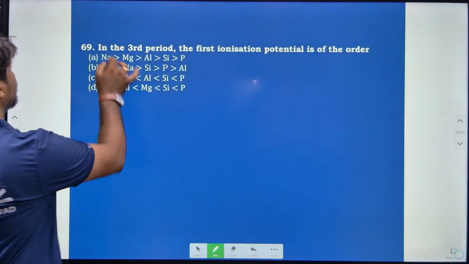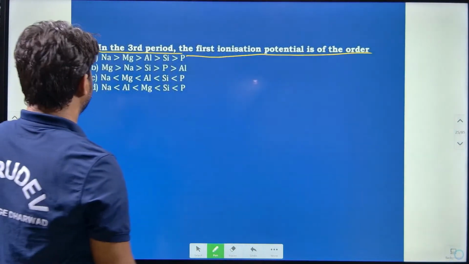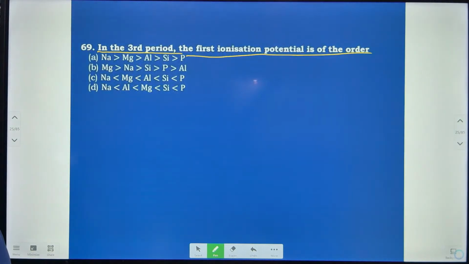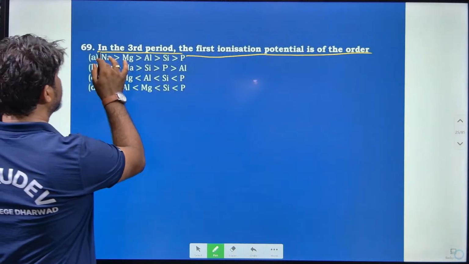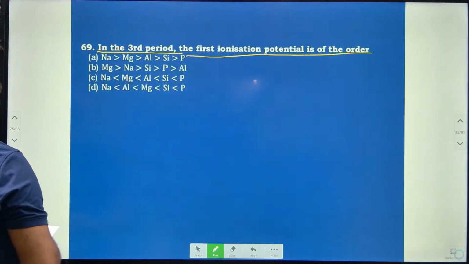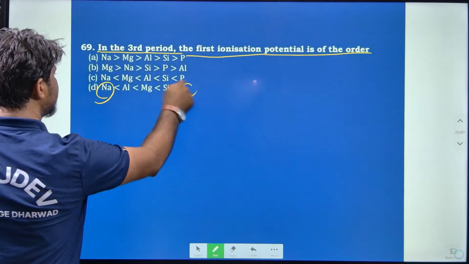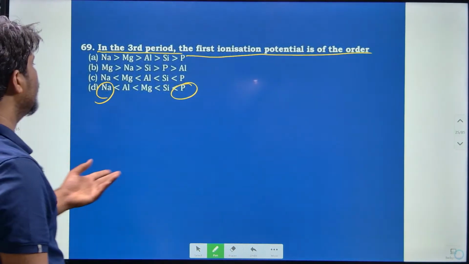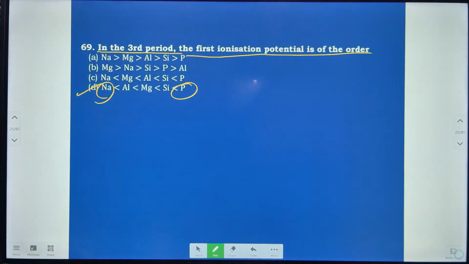Go to the next one. In the third period, the first ionization potential order, the correct one is that sodium has the least, and phosphorus has a very high value because of the half-filled stable configuration and the lone pair of electrons. So answer D is the right answer for the question here. Okay, well, go to the next problem.